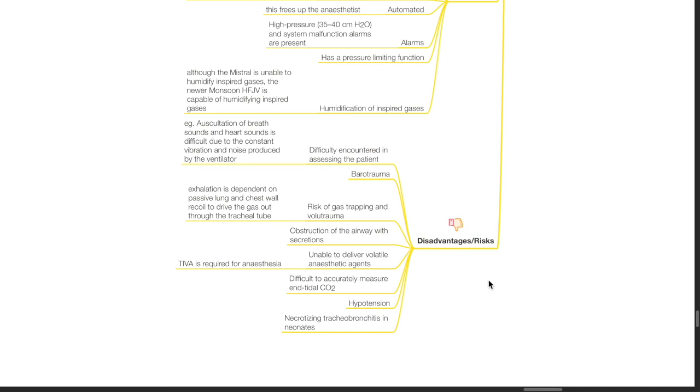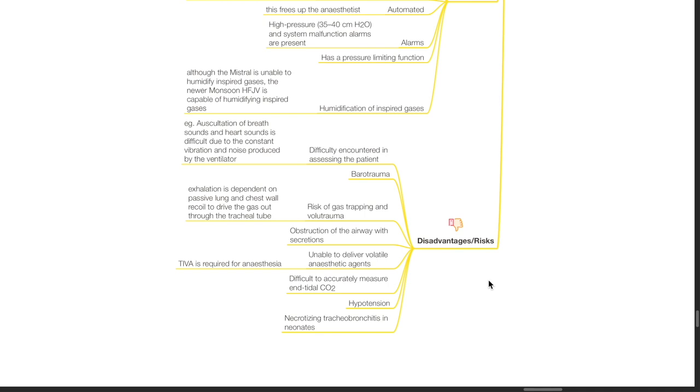For example, auscultation of breath sounds and heart sounds is difficult due to the constant vibration and noise produced by the ventilator. Barotrauma may occur. There is risk of gas trapping and volutrauma. Exhalation is dependent on passive lung and chest wall recoil to drive the gas out through the tracheal tube. Obstruction of the airway with secretions can occur.